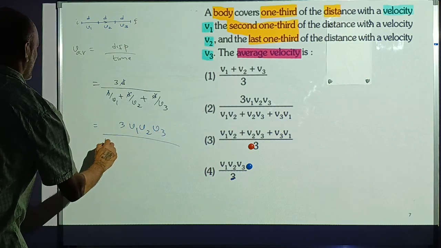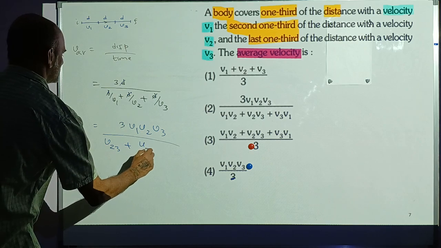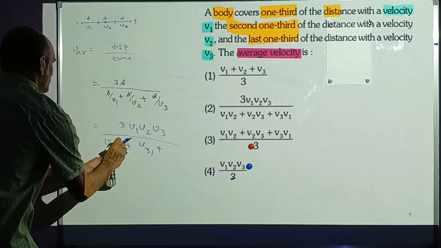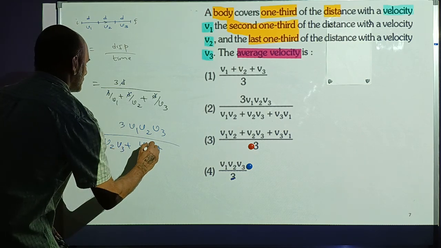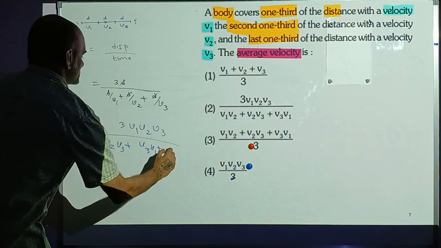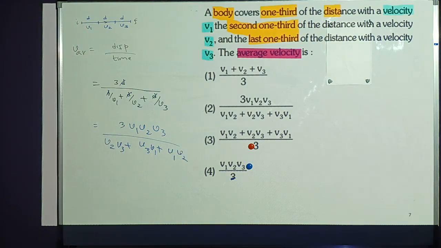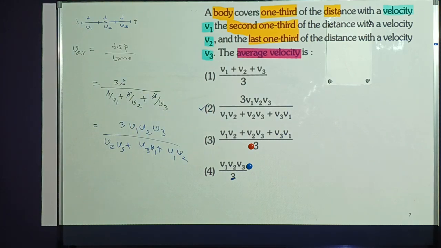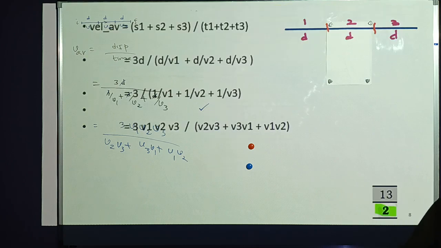In the denominator, the first term is v2 into v3, the second term is v3 into v1, and the third term is v1 into v2. So two velocities taken two at a pair. 2 is the correct answer.